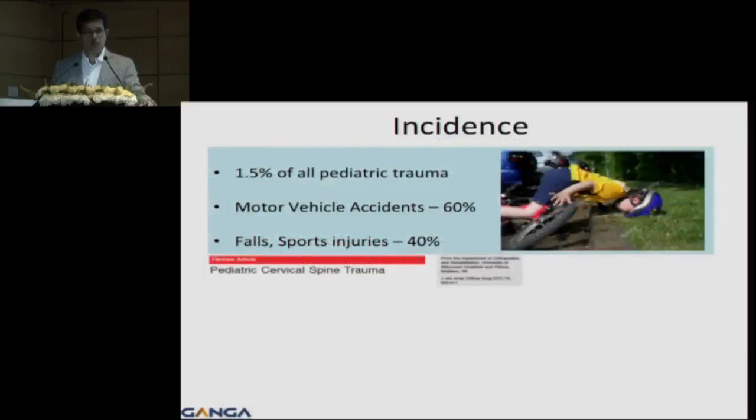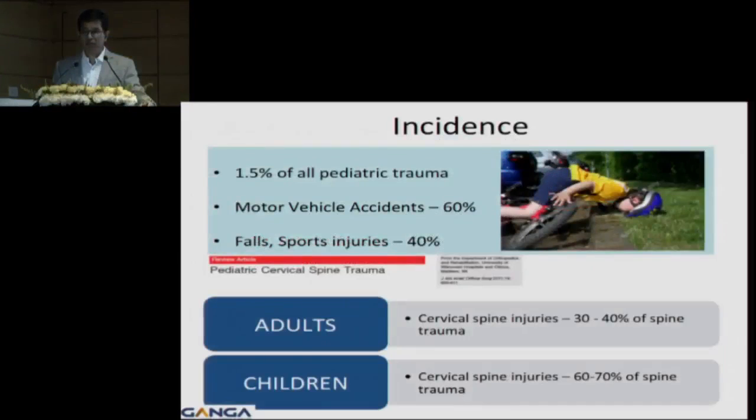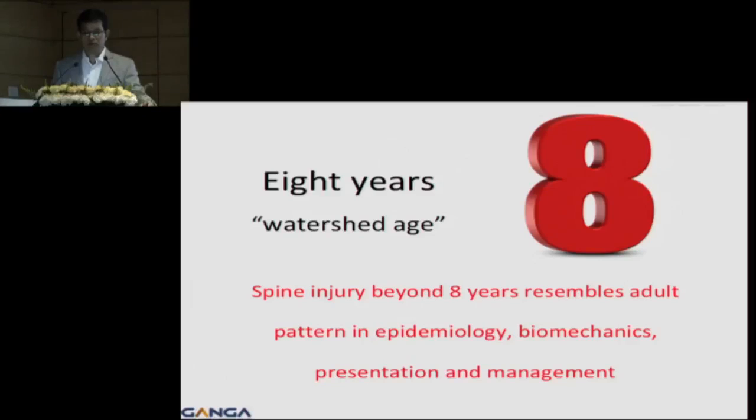The incidence is very low, as mentioned. It is about 1.5% of all pediatric trauma. But one important thing I would like to highlight is that in adults, cervical spine injuries are much less common. They occupy about 1/3 of the injuries, whereas in children it is much more common, about 3/4. So this is an important thing.